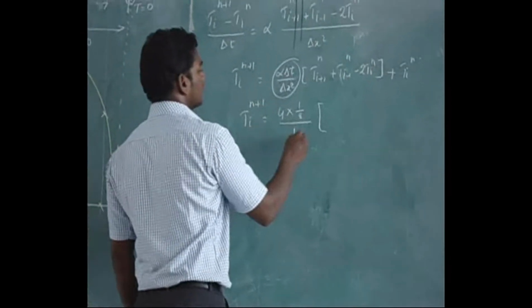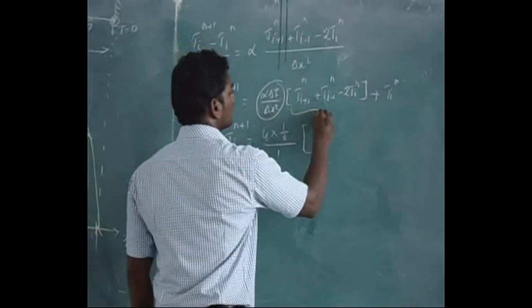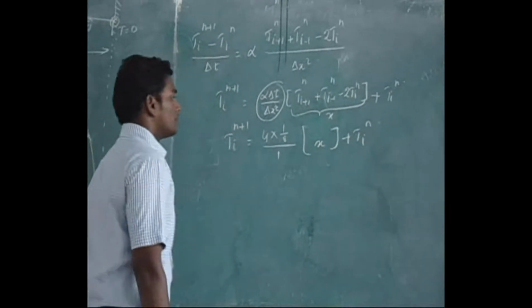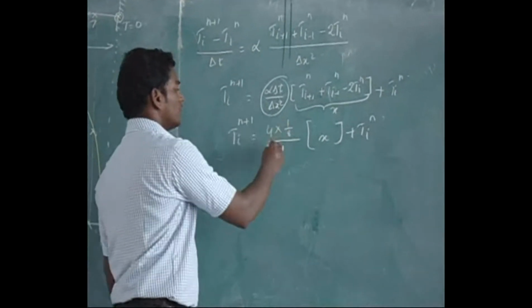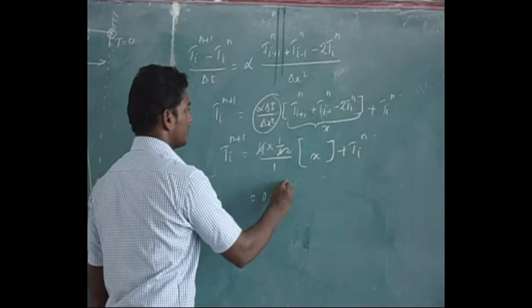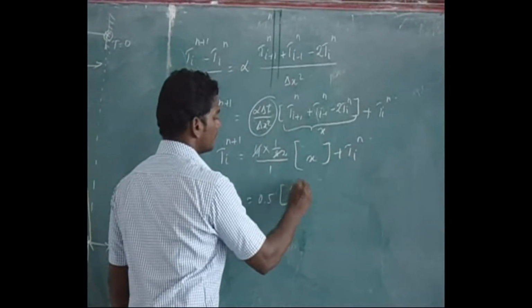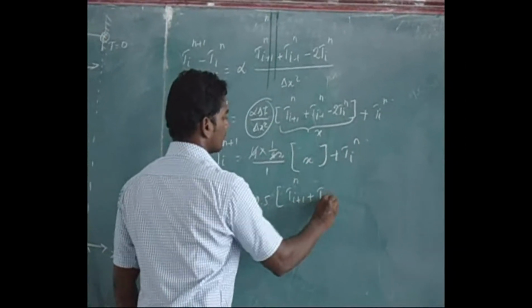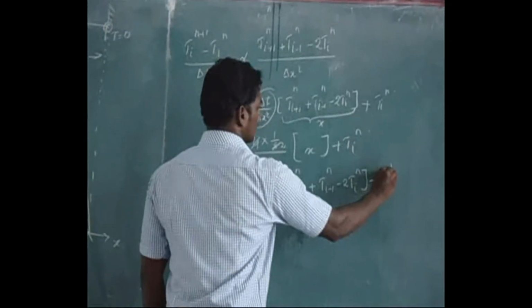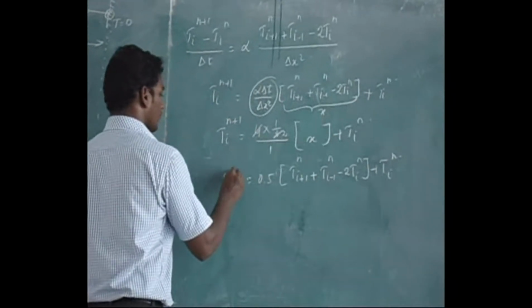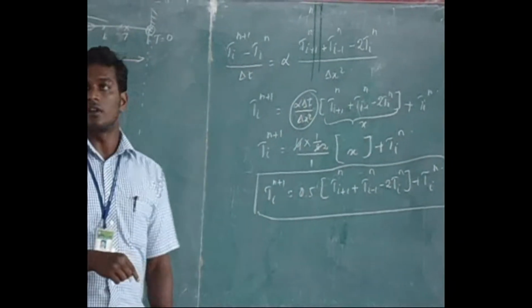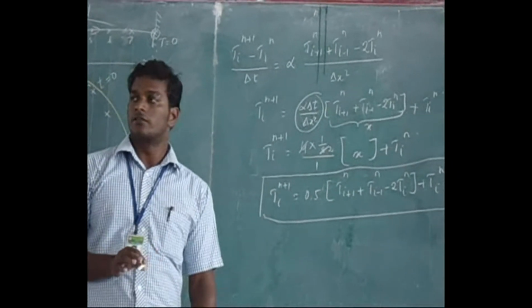You can calculate this value yourself. And this is x, plus Ti plus 1. So what's the value? 0.5. So 0.5 times of... so this is the general governing equation now, to solve our problem.